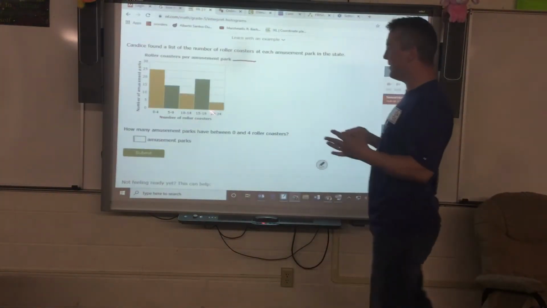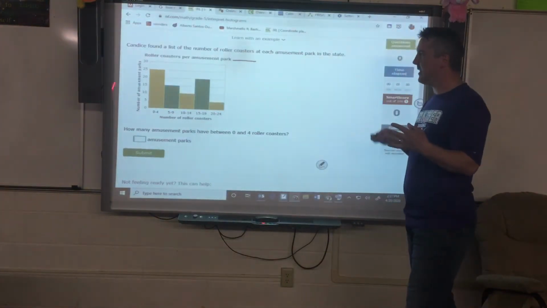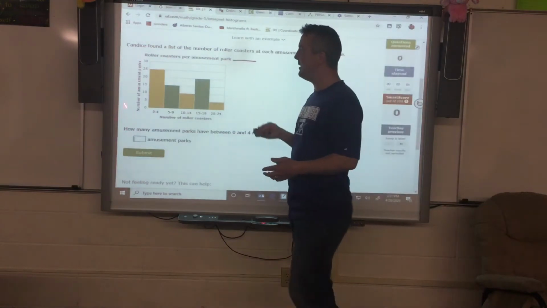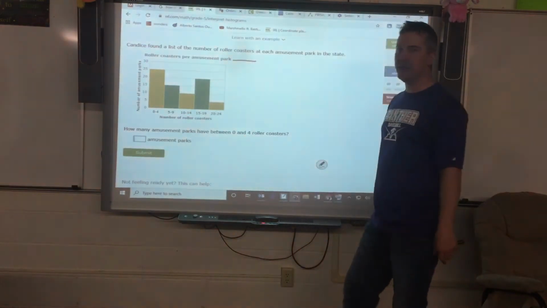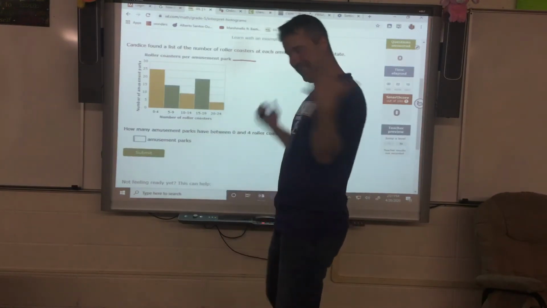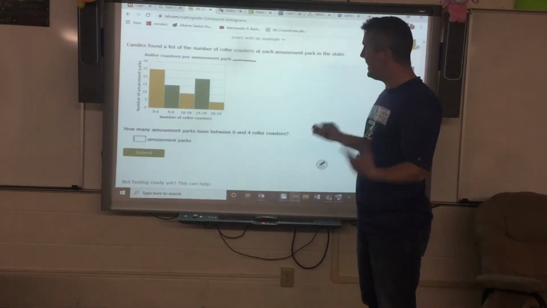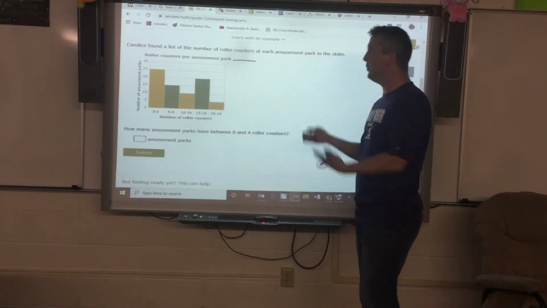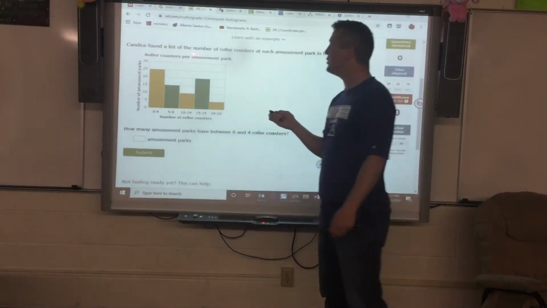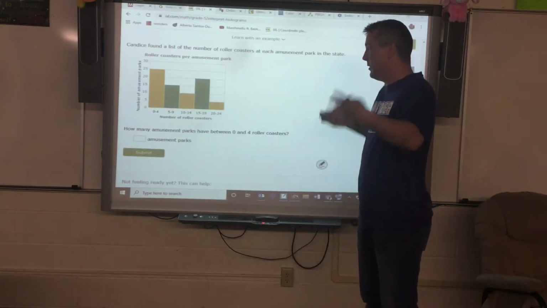So with these types of things, same kind of information that we're going to be looking at. On the left-hand side, make sure that I understand what they're asking me to find, and on the bottom, what does that information mean? If I just look at this and say, well, there's green and yellow bars there, that's not going to help, okay? I need to go through and look at what they ask me to find, what is the information that's above here. So if I look at this, roller coasters per amusement park, okay?